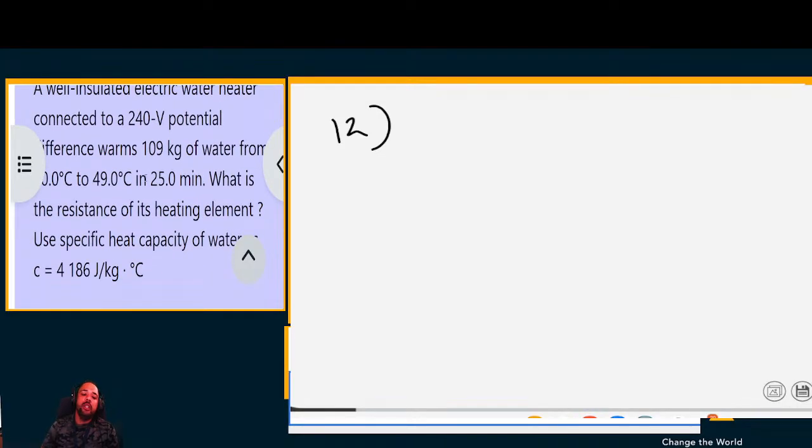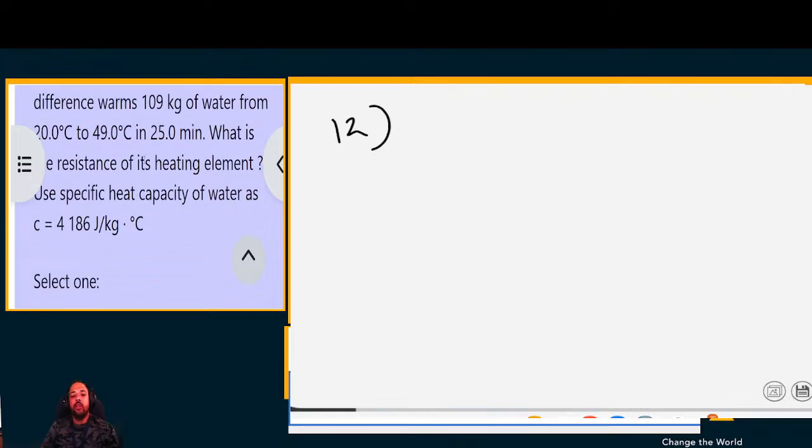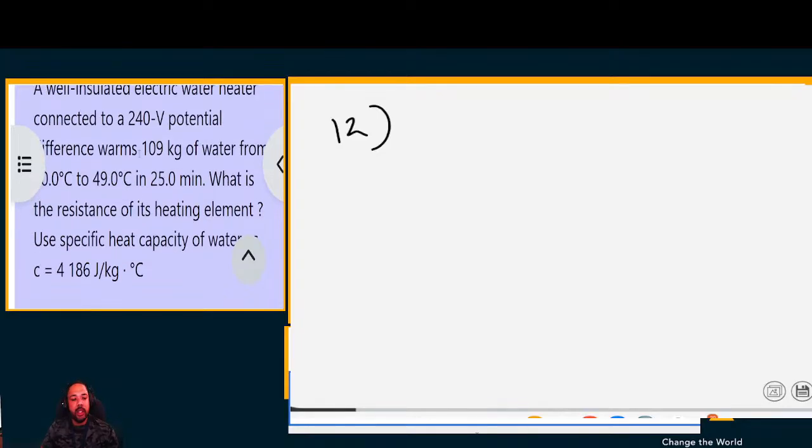Here we have, they tell us there's a well-insulated electric water heater. Okay, a well-insulated electric water heater connected to a 240 volt potential difference warms 109 kilograms of water from 20 degrees Celsius to 49 degrees Celsius in 25 minutes. Basically, this thing is describing a geyser, okay, a water geyser. It is well insulated. It has insulating material in between those metal strips. Those tin, I don't know if it's tin or zinc that they use to cover it. I think it's zinc.